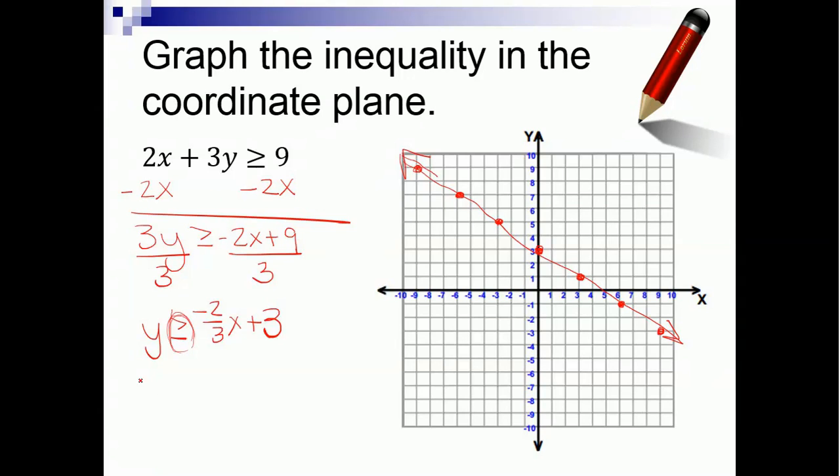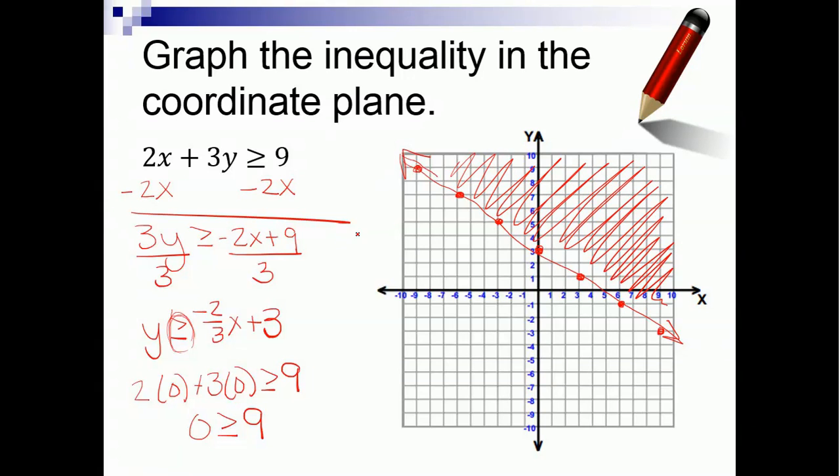So I'm going to check 0, 0. So 2 times 0 plus 3 times 0 is greater than or equal to 9. So 0 is greater than or equal to 9, right? Well, 0 is not greater than or equal to 9. So I cannot shade on the 0, 0 side because that is not where the solutions lie. So I can shade on the other side of my line.